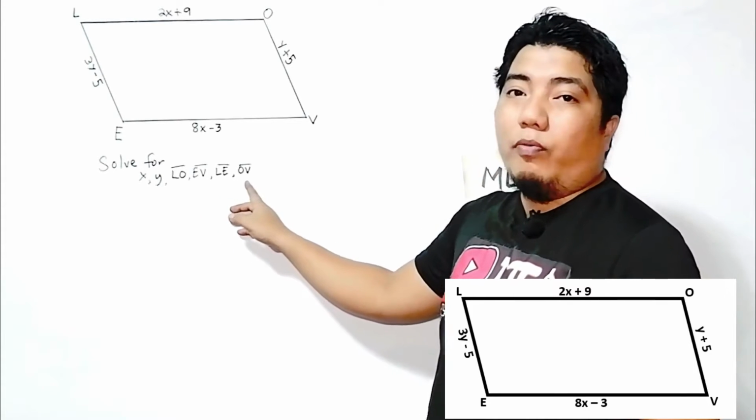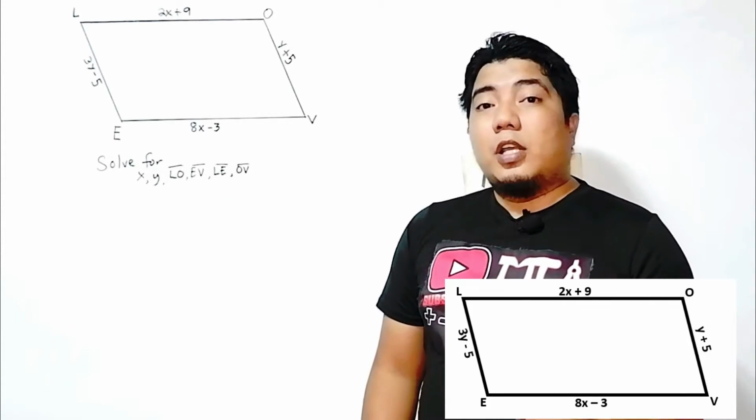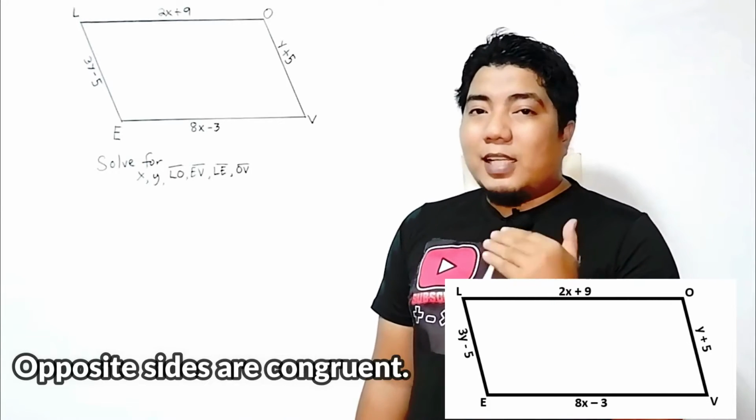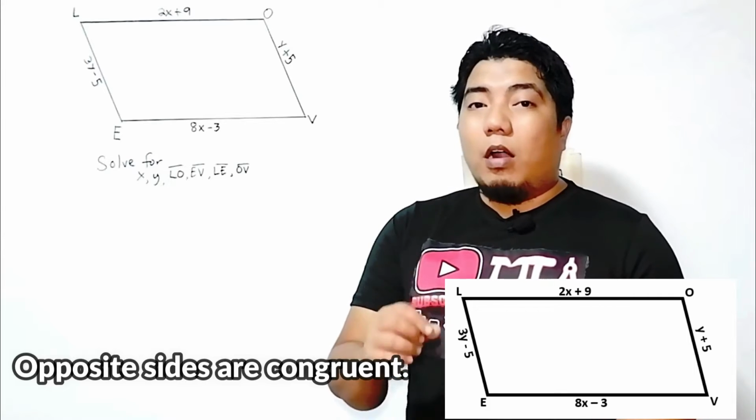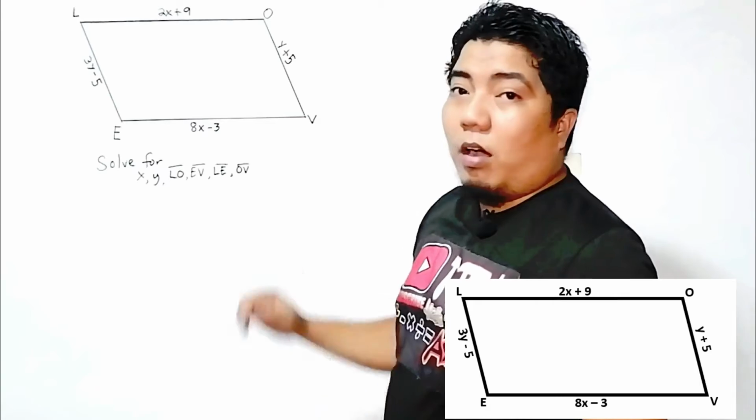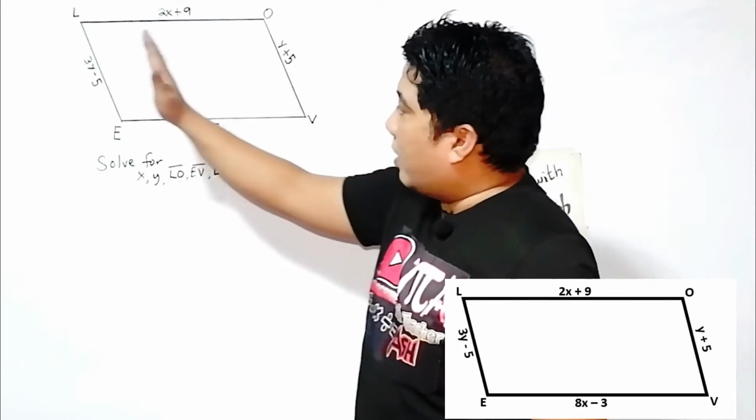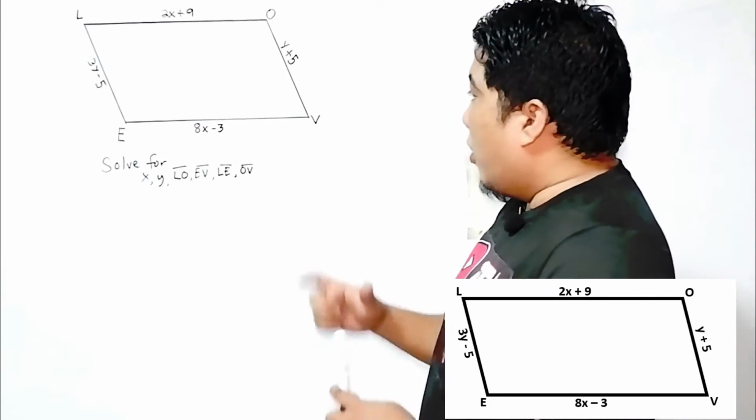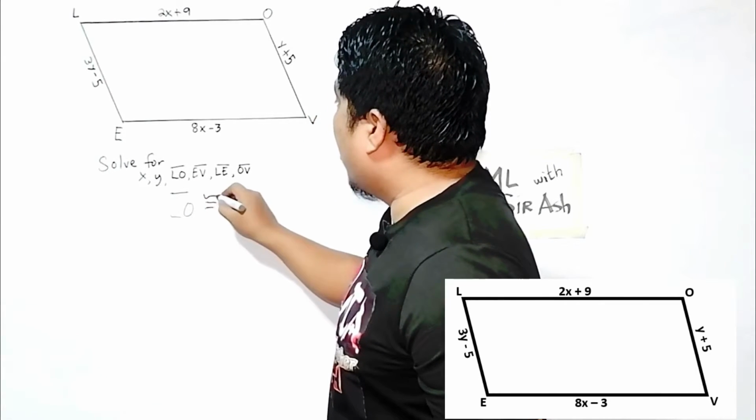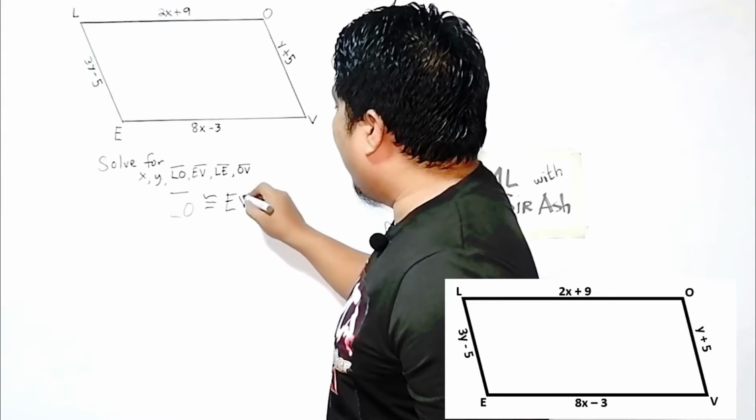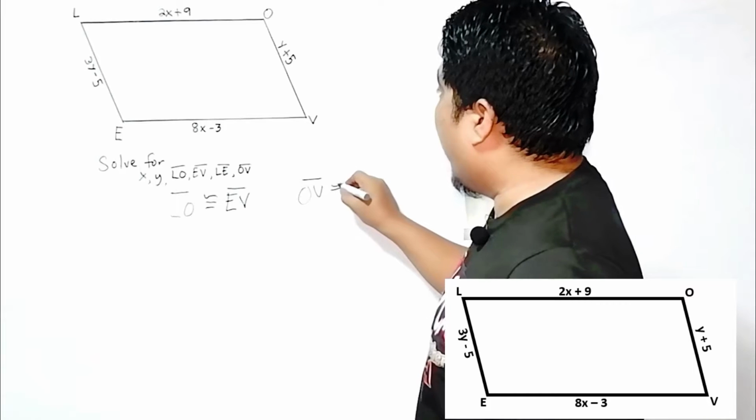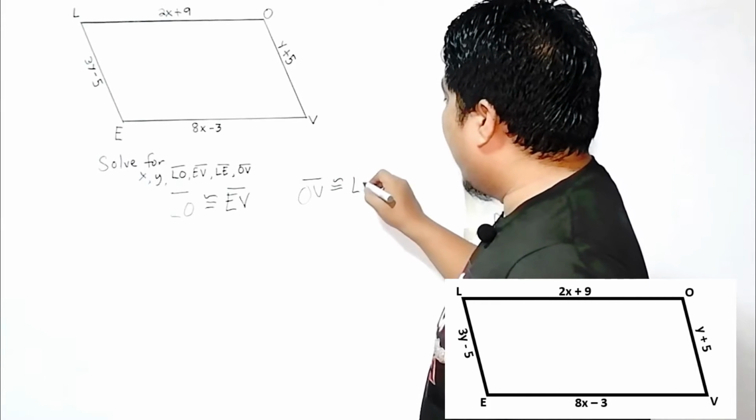Now remember, my dear math learners, the second property of the parallelogram, and that is the opposite sides of a parallelogram are congruent, meaning this line segment and this line segment are equal, and this line segment and this line segment are equal. Therefore, we can say that line segment LO is congruent to line segment EV, while line segment OV is also congruent to line segment LE.